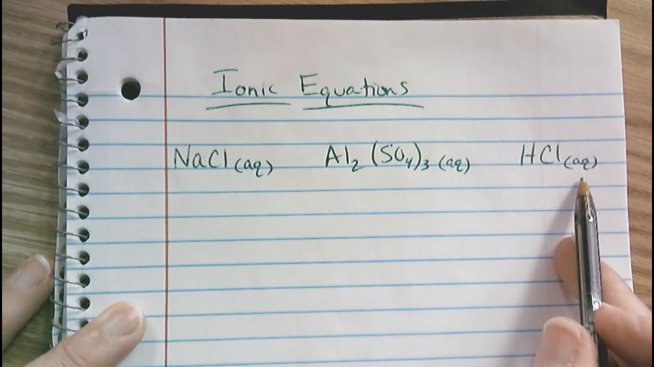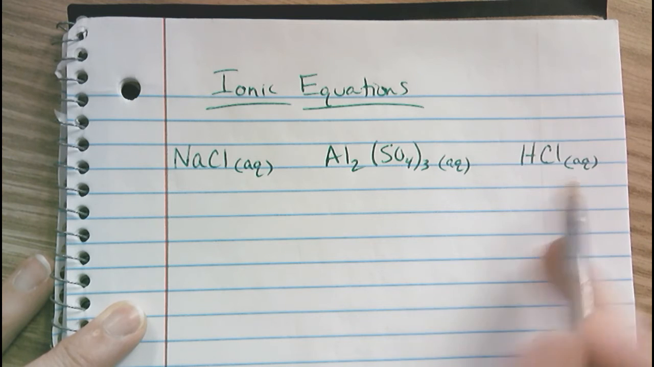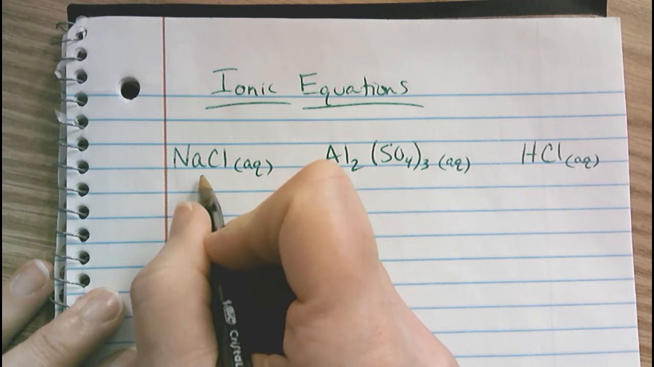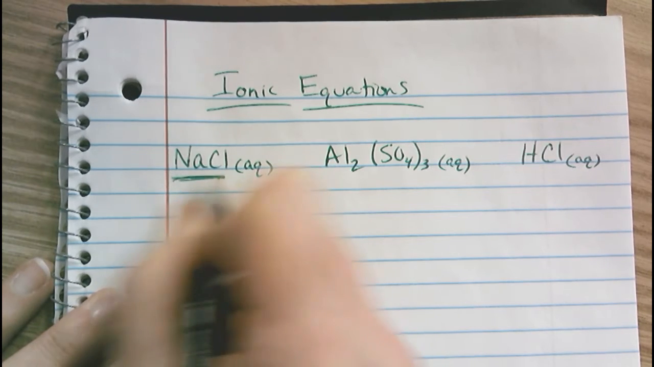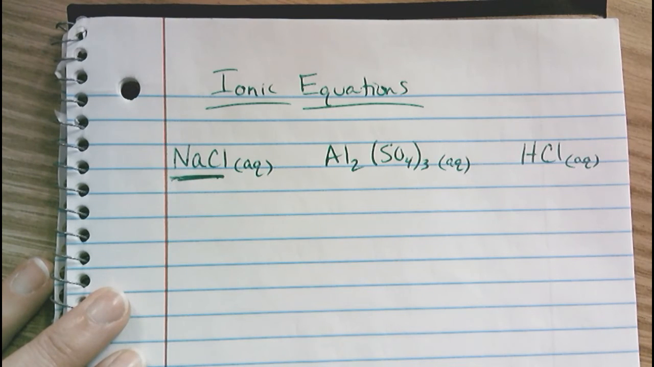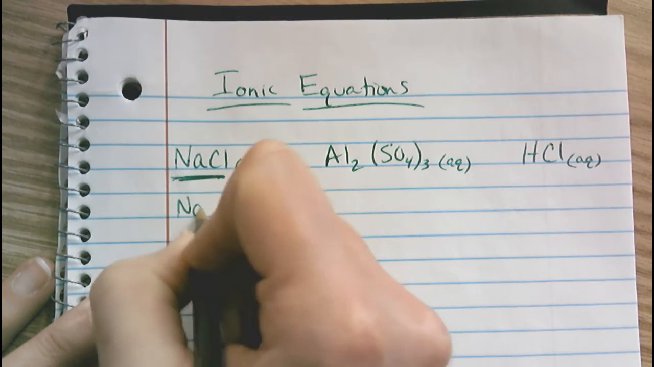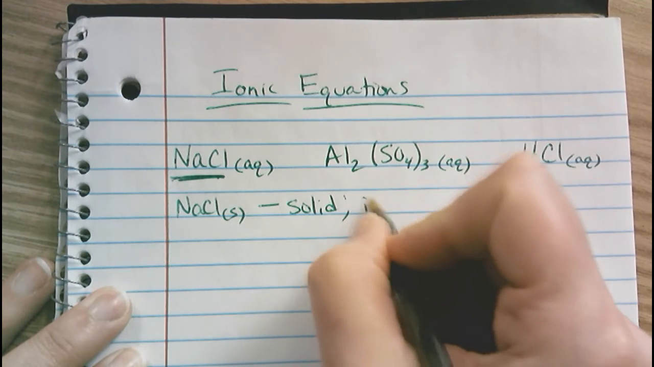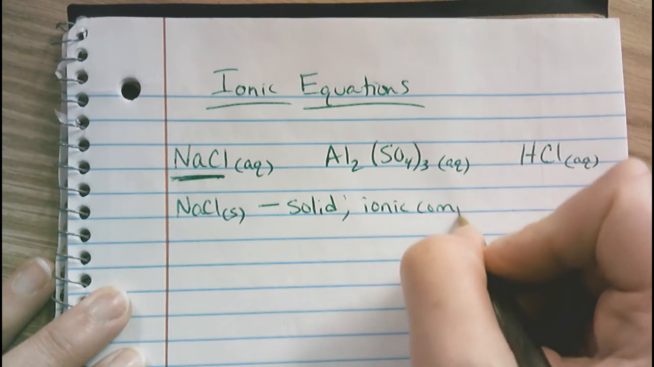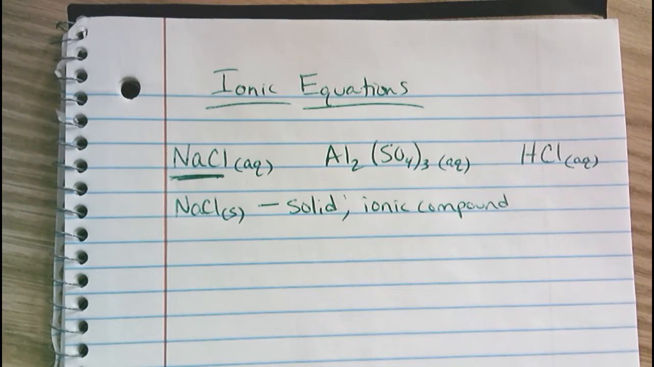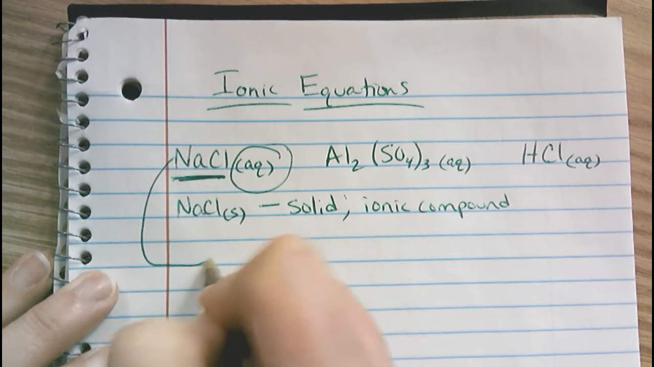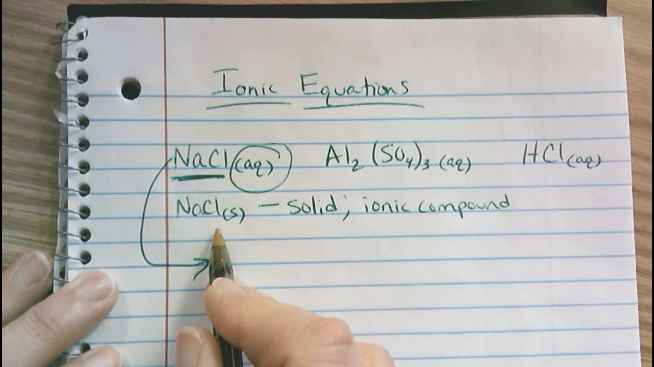So when we see aqueous, that means that the ions have dissociated. So for sodium chloride, you do not have sodium chloride. Sodium chloride is a solid ionic compound. If it weren't dissolved in water, it would be written like this. This is a solid. It's an ionic compound. It doesn't dissociate because it's not dissolved in anything.